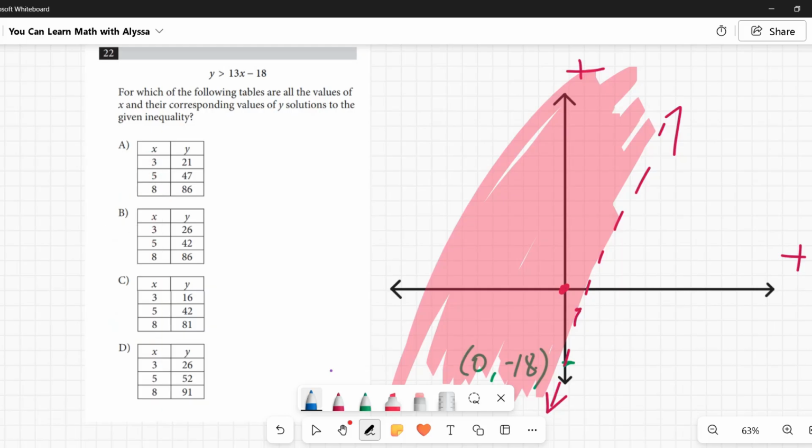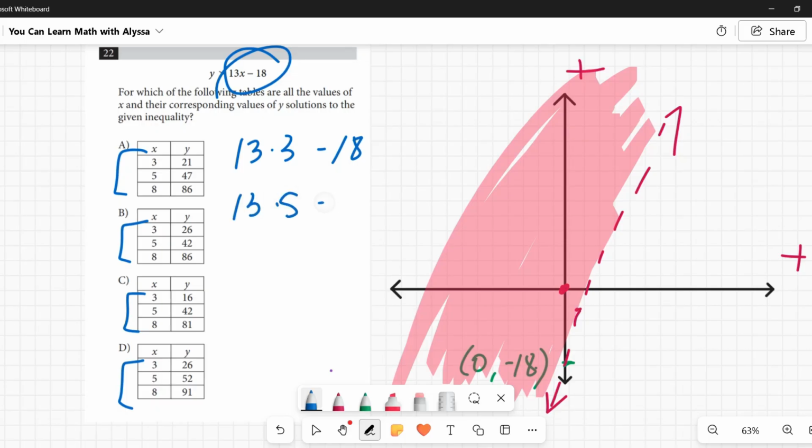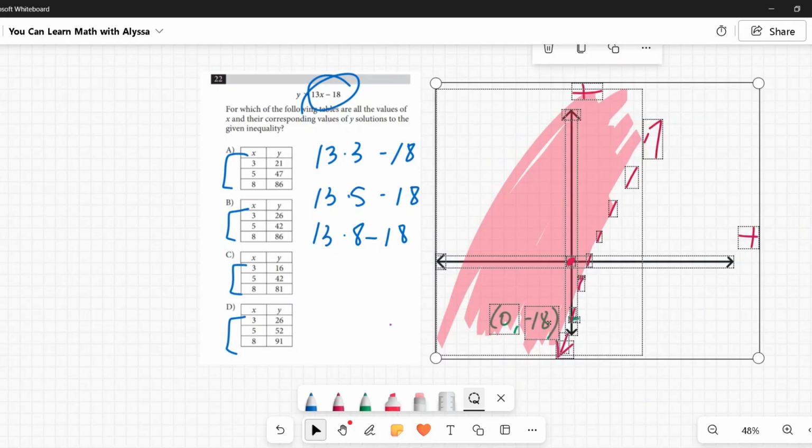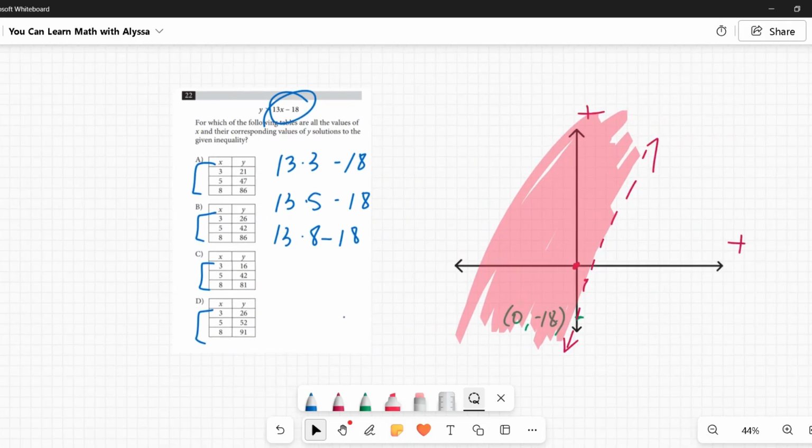Now, what do I mean when I say do it just mathematically? Since all of these use the same 3, 5, and 8, you'd plug 3, 5, and 8 into this side and see what you get. So 13 times 3 minus 18, 13 times 5 minus 18, and 13 times 8 minus 18. And I'm going to zoom out a little bit and move this over. There we go.